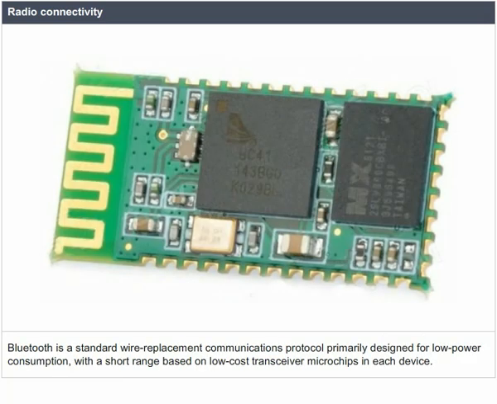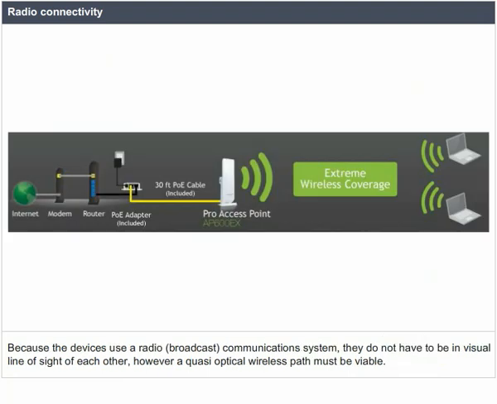Bluetooth is a standard wire replacement communications protocol primarily designed for low power consumption with a short range, based on low cost transceiver microchips in each device. Because the devices use a radio broadcast communication system, they do not have to be in visual line of sight of each other. However, a quasi-optical wireless path must be viable.